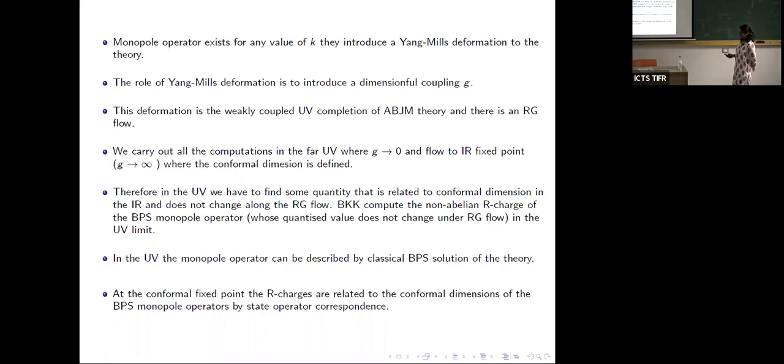I see. So the R charges are the same in the UV and IR, but the conformal dimensions are different, you are saying. Is that right? No, yes, I'm saying the charges are related to the conformal dimensions, and the relation is the same in the UV and IR. Then the conformal dimension in the UV and IR should also match. Yes. I mean, conformal dimension does not make any sense in the UV, right? It should be valid in conformal theories, because the UV is not conformal. I see, okay.